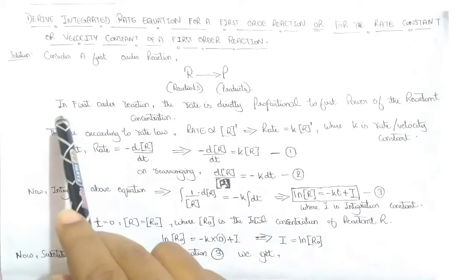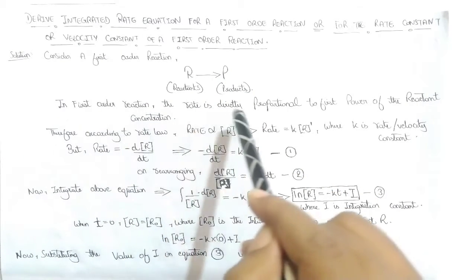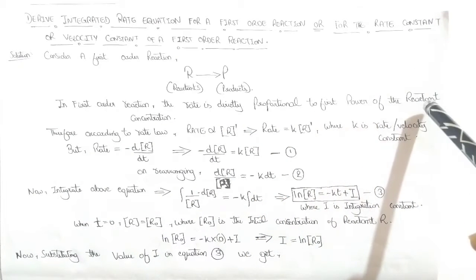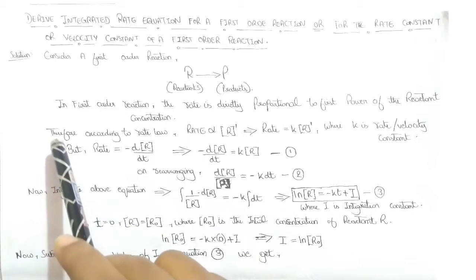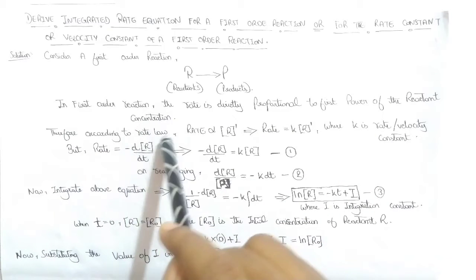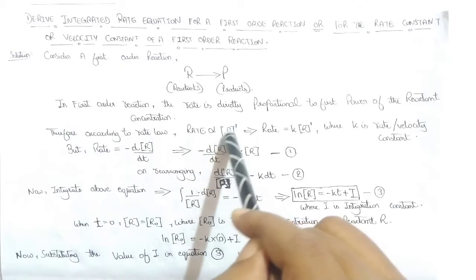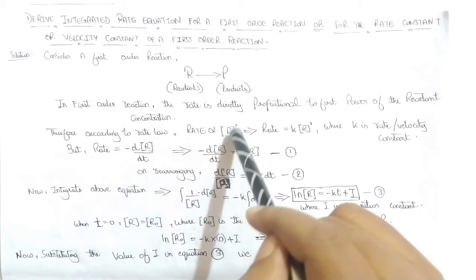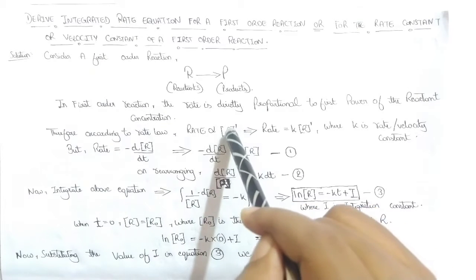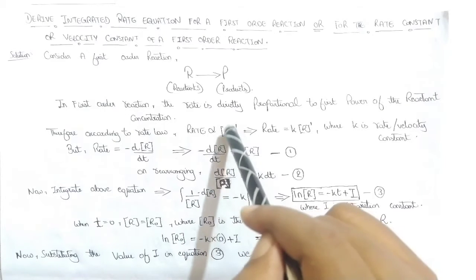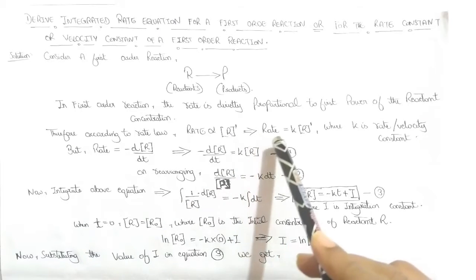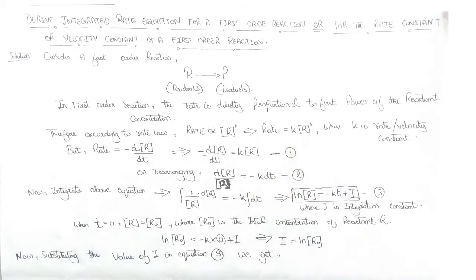From the rate law we know that in a first order reaction, the rate is directly proportional to the first power, that is to the power 1, of reactant concentration. Therefore, according to this statement, from rate law, we have rate is directly proportional to the reactant concentration. This big bracket R represents the reactant concentration to the power 1. Now removing this proportionality sign will give you rate equal to K times concentration to the power 1.